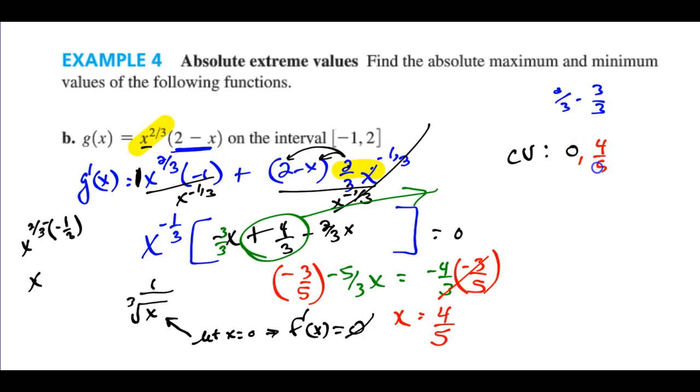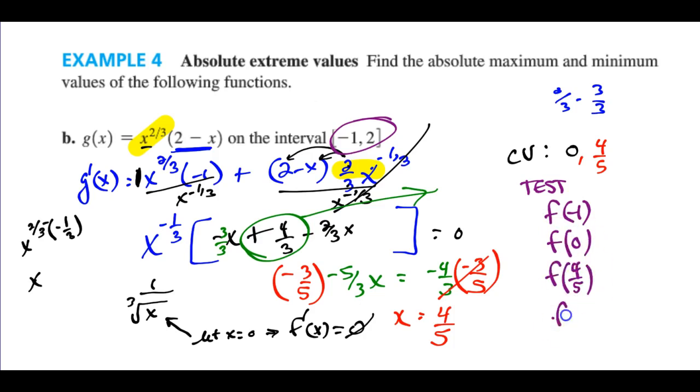So if the math is correct, I'm going to run my test, and I'm going to grab the endpoints first because those are critical. So f of negative 1 I'll test, f of 0, f of 4/5, and f of 2. And I'm literally just going to evaluate at all those points. This will turn out to be 3, 0, 1.03, and 0. And then I'll just write and determine. This looks like the max.